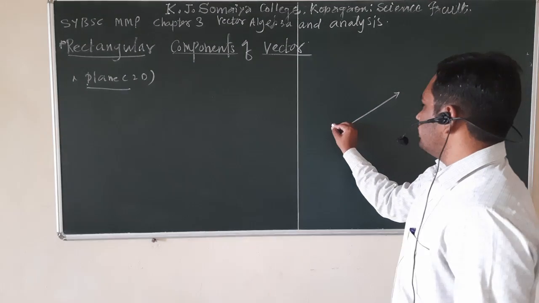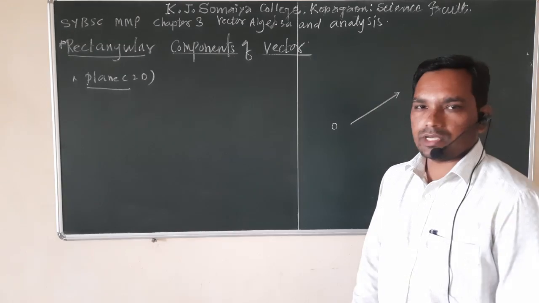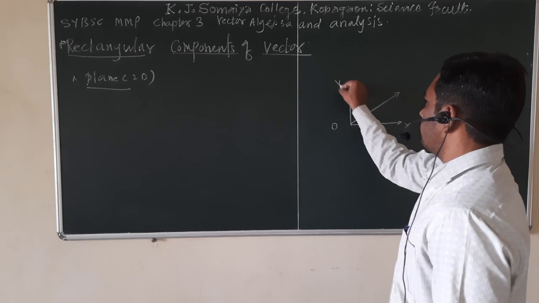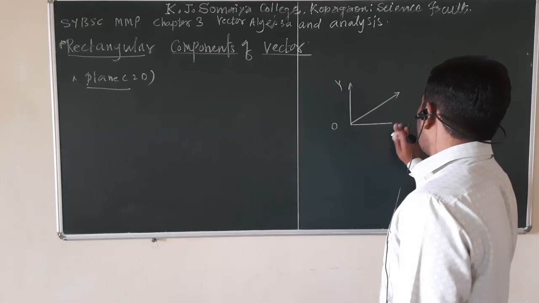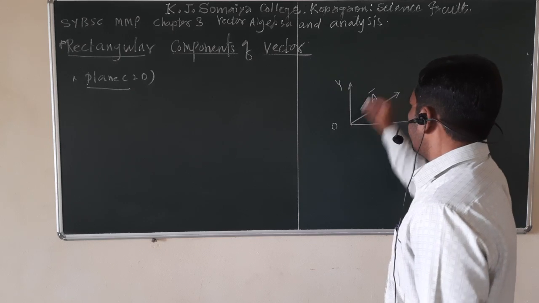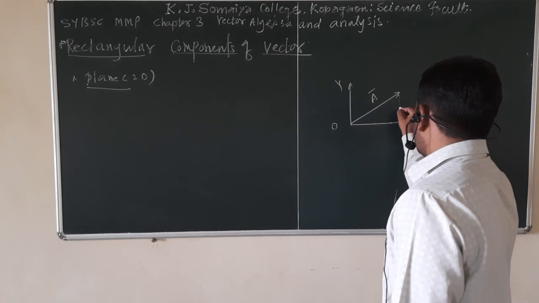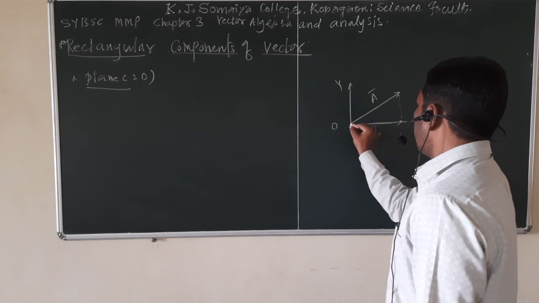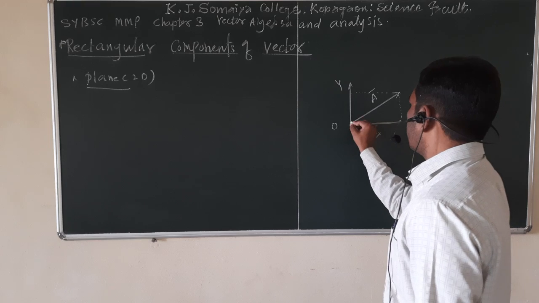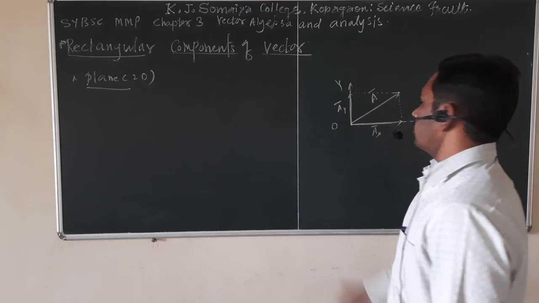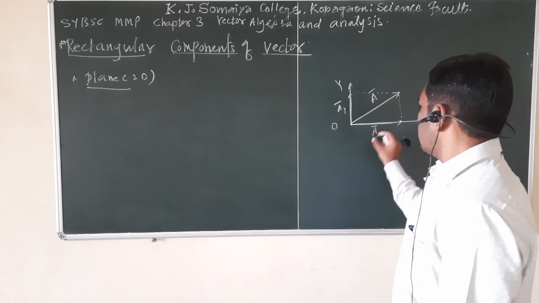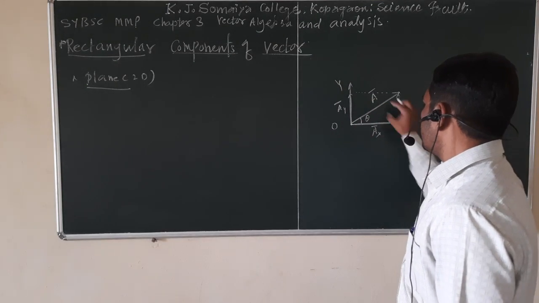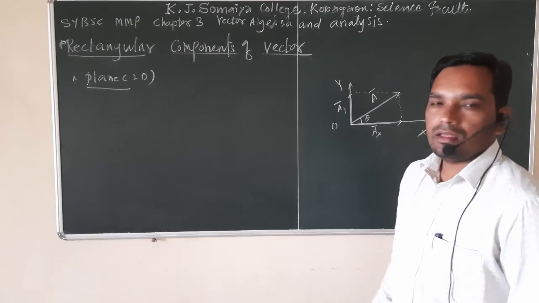We choose our origin at the starting point of this vector. Take the horizontal axis as the x-axis and the vertical axis as the y-axis. Suppose this is vector A, and the component which lies along the horizontal direction is the x component, and the component which lies along the vertical direction is the y component of that vector. So these are the two rectangular components of this vector. Suppose this is making angle theta with the horizontal direction, which is the x-axis.